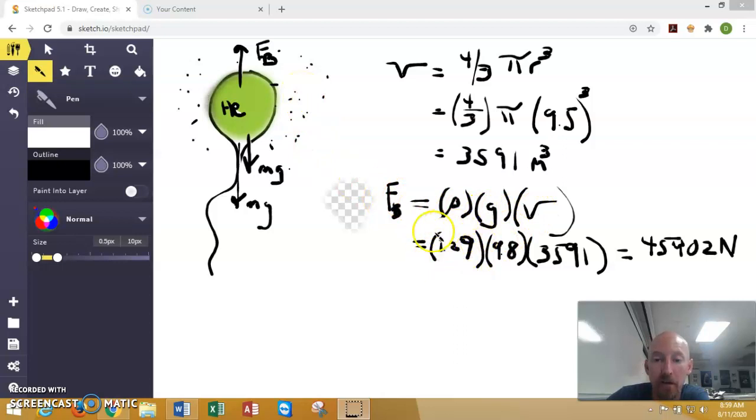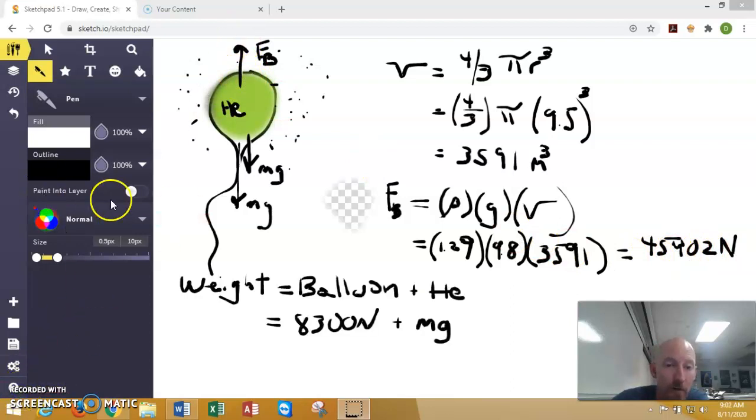Rho is the density of the fluid that it's floating in. G is 9.8, which is gravity, and this is the volume that the balloon takes up. So I multiply those three together, I get 45,402. That's 45,402 newtons. That's my upward force.